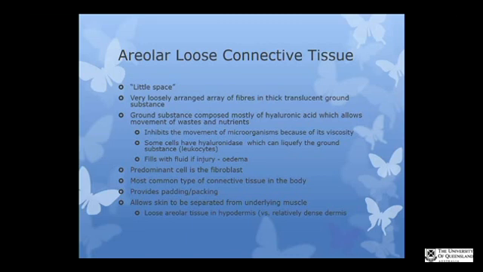The predominant cell in areolar tissue is the fibroblast. It's the most common type of connective tissue in the body. It provides padding and packing. And it allows skin to be separated from muscle.